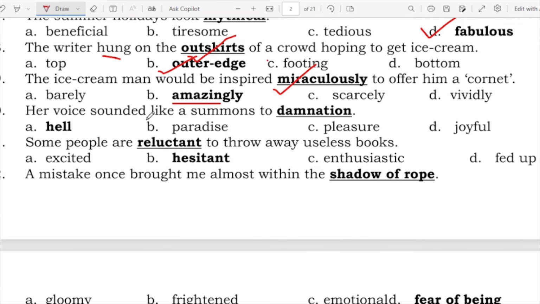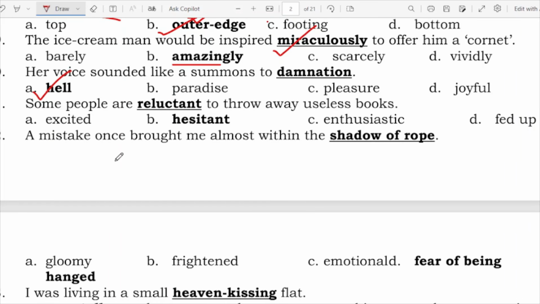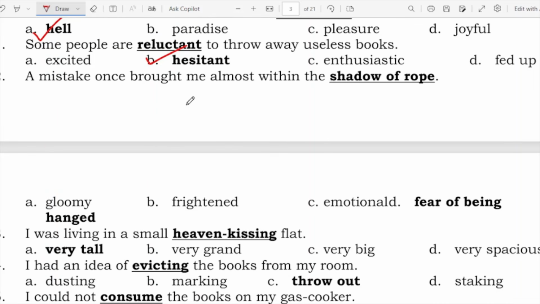Her voice sounded like a summons to damnation. Damnation means curse from hell. When their maid got up to get ready. Some people are reluctant, hesitant. Here we have the answer beta. A mistake once brought me almost within the shadow of the rope.